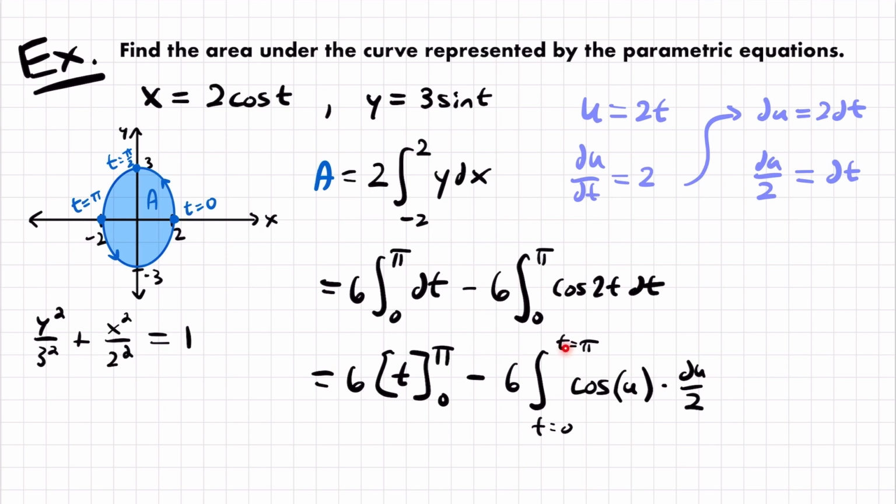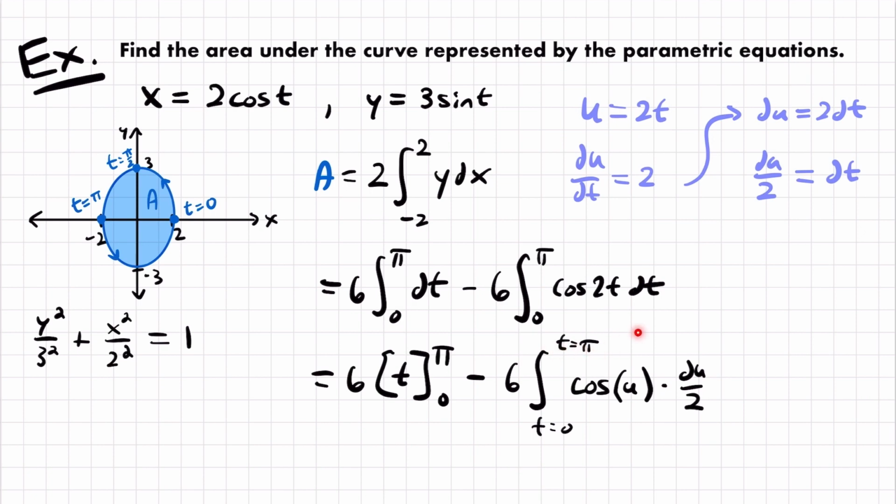All right, now I wrote our bounds as t equals pi and t equals 0 because the rest of our integral is in terms of u, and I don't want us to forget that those bounds are still values of t. But we can change them to be values of u. All we have to do is plug those values of t into the equation for what we set u equal to. So let's do that.